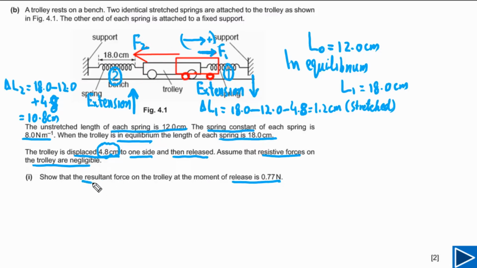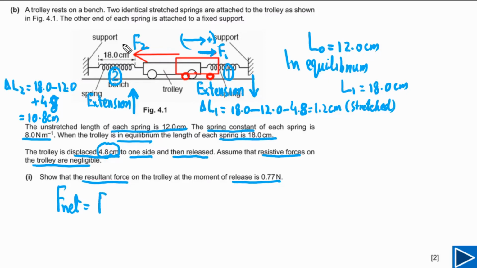For this question, we need to calculate the resultant force and our answer has to be equal to 0.77 newtons. So how can we find the resultant force? The resultant force simply is equal to the net force acting on this trolley. F2 is bigger because the extension is greater.